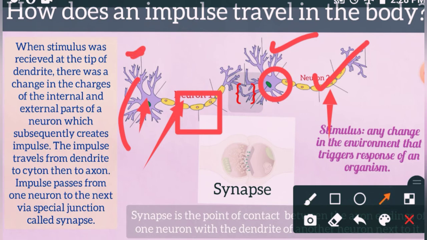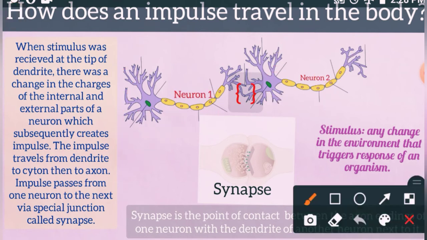Let's say there is an impulse somewhere here in the muscles, and that impulse or message was perceived by this dendrite, and the message is then passed by this dendrite into the cyton of the cell body. From the cyton, that message travels into the axon. From the axon, it reaches the end of the axon, which is called the axon ending or the nerve ending. And from the nerve ending, that message has to pass into another neuron.